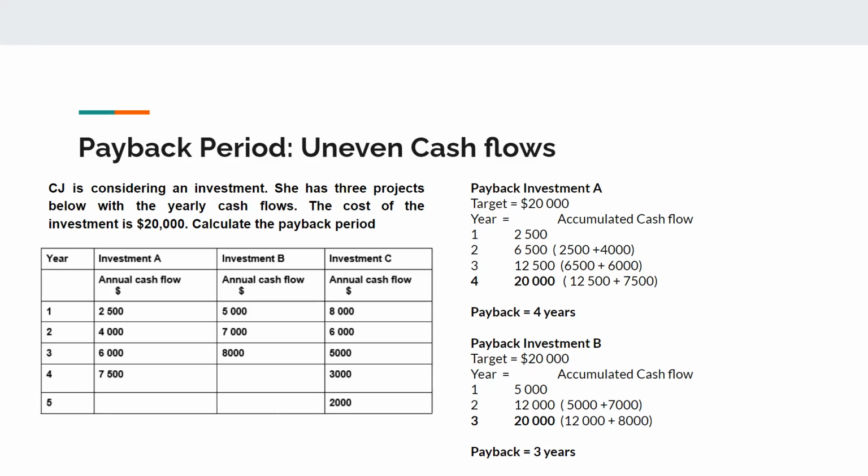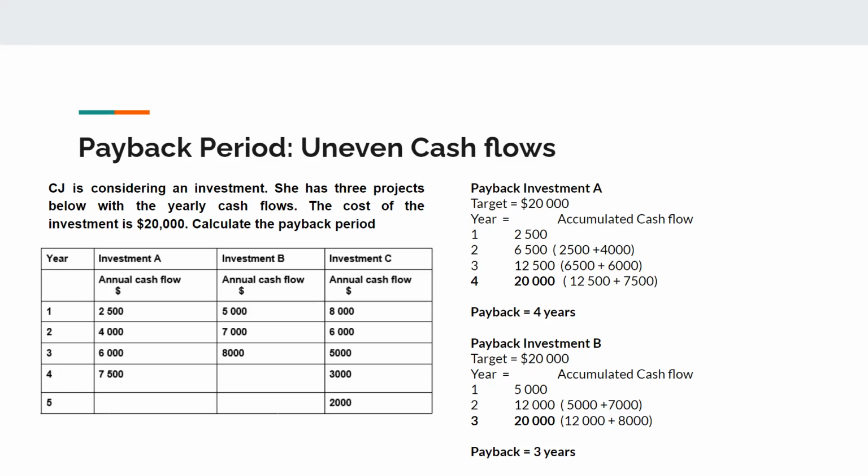So CJ is considering an investment. She has 3 projects with yearly cash flows and the cost of the investment is $20,000, right? So the target or what we need to pay back is $20,000. For investment A, we look at the cumulative cash flow, where I am adding each year's cash flow until I get to the point that I have covered the $20,000. If we look at years 1, 2, 3, and 4 for investment A, right?